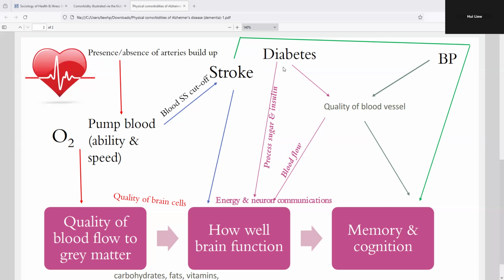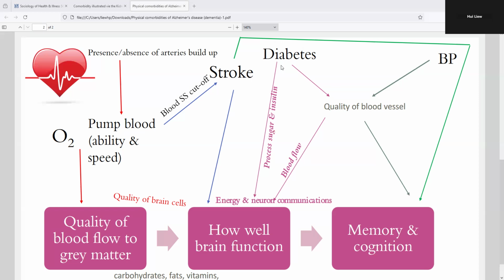And if the person is diabetic, this can affect the quality of his or her blood vessels, and this can in turn affect the person's memory and cognition, according to research. So another manifestation of comorbidity between diabetes and cognitive health. And if the person is diabetic, it can affect the quality of his or her blood vessels, and this can affect the blood flow to the brain, and this can affect how well the person's brain is going to function, which in turn affects memory and cognition. Another manifestation of comorbidity, in this case, is also between diabetes and cognitive health.